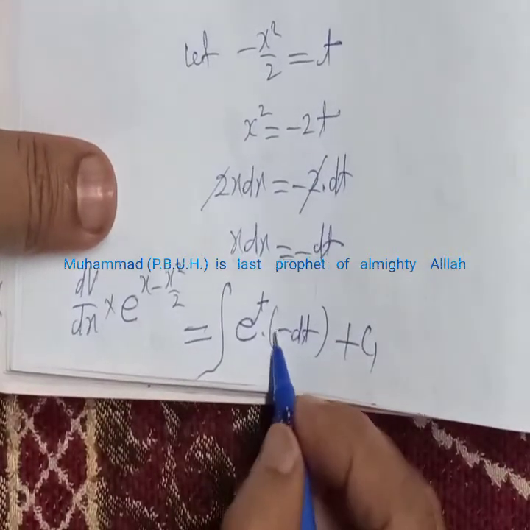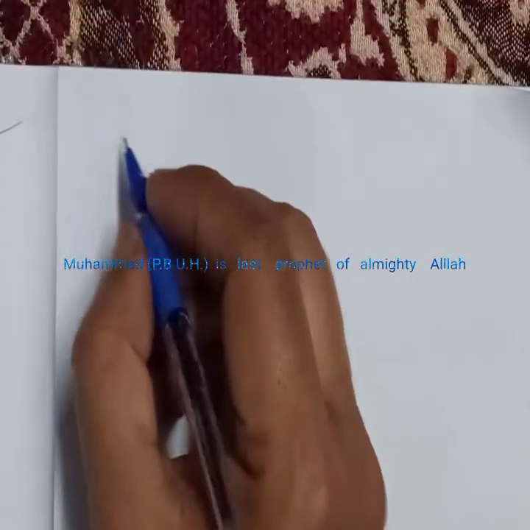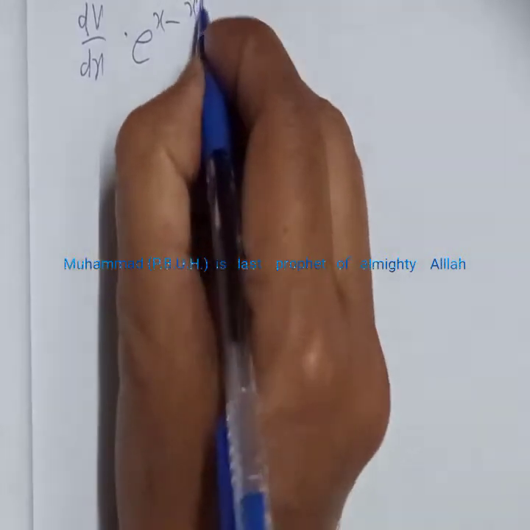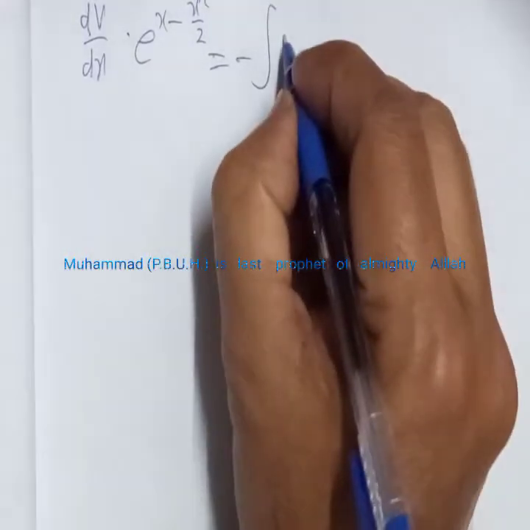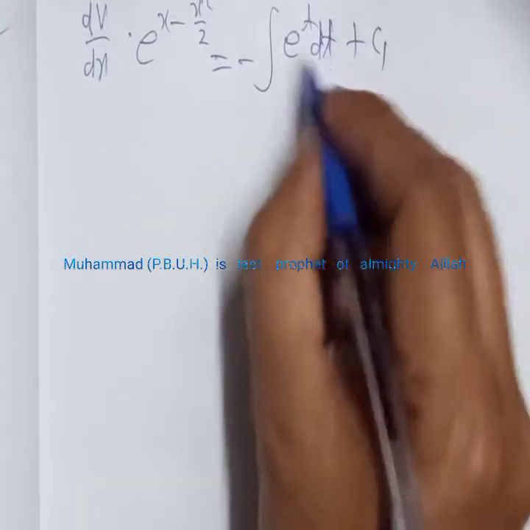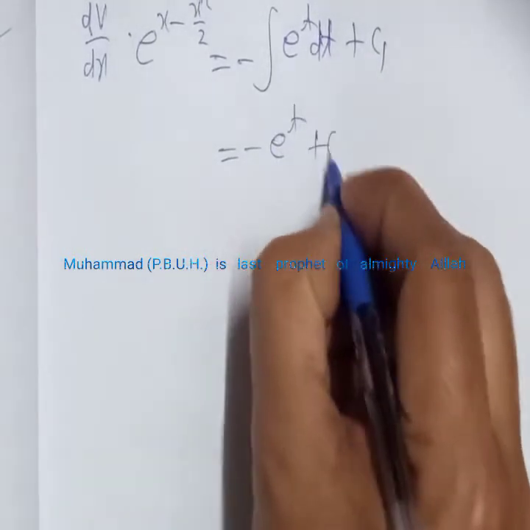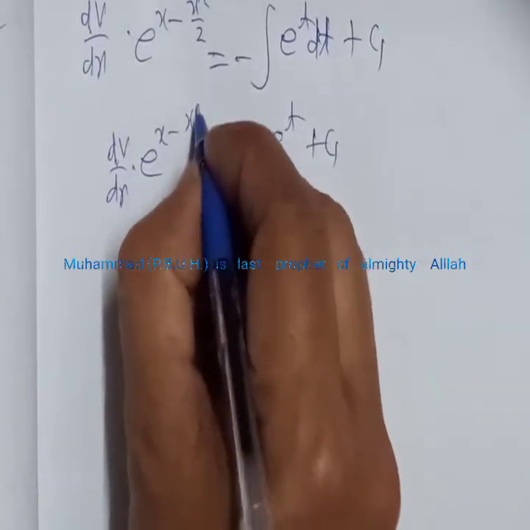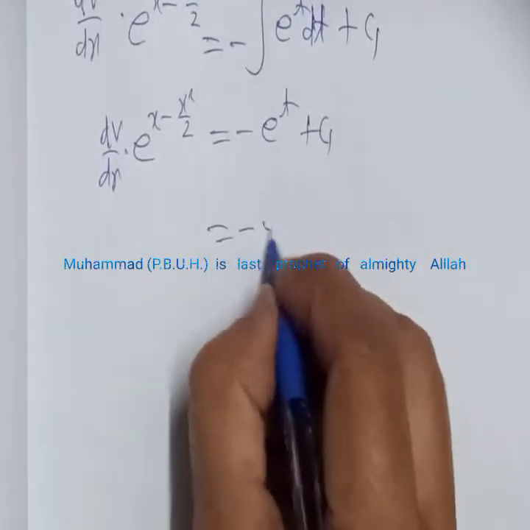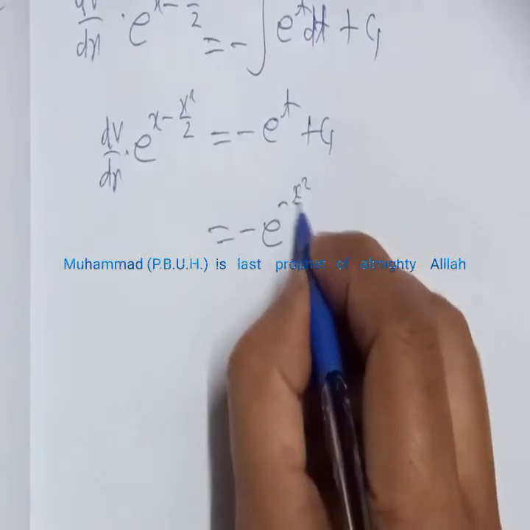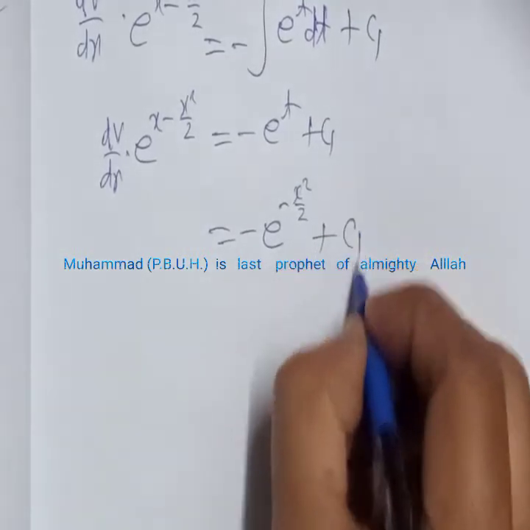Minus is a constant, so we take minus out of the integration sign, and we get dv over dx into e to the power x minus x square by 2 equal to minus e to the power t dt plus c1. Integration of e to the power t is e to the power t plus c1. We should write the value of t here, because the work of t is completed.